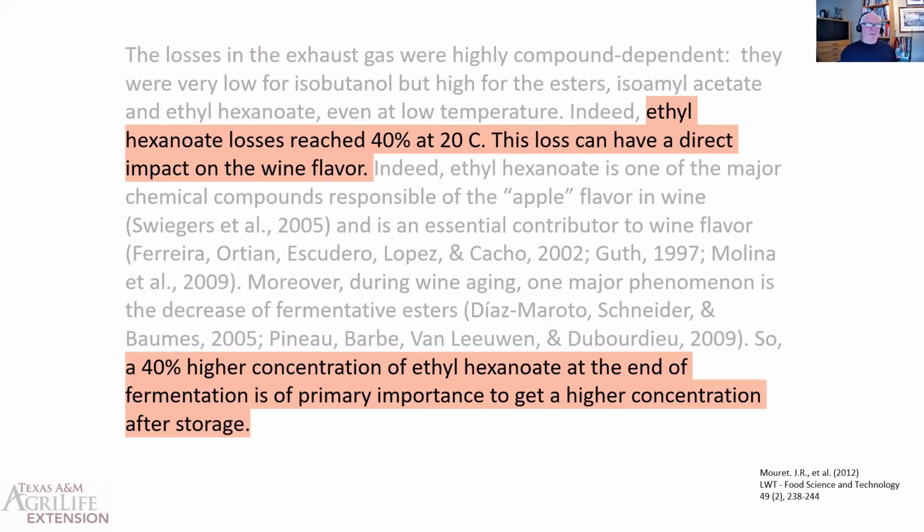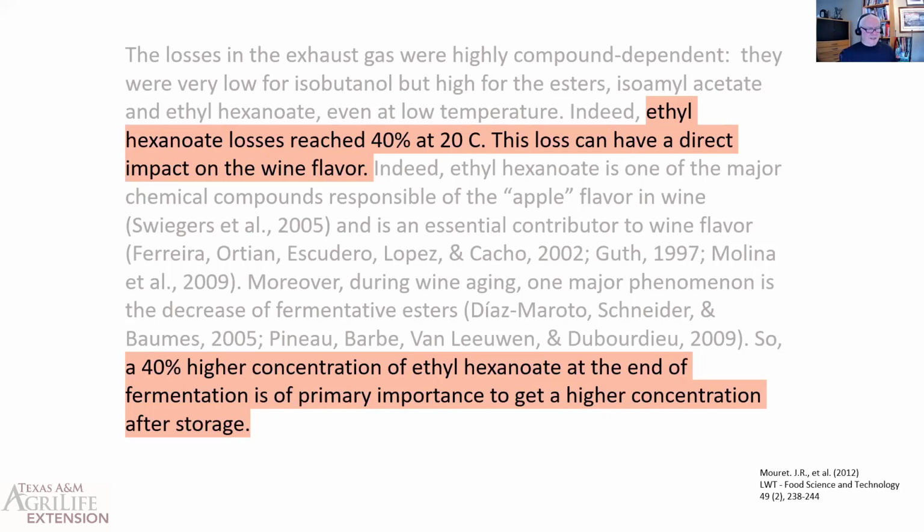Now, is it important to try to correct this? Well, one of the French researchers, Moret, said in the last paragraph of one of his papers, ethyl hexanoate losses approached 40% at 20 degrees centigrade. This loss can have a direct effect on wine flavor. Okay, so you would certainly guess that if there's a 40% loss in something, it should affect the flavor.